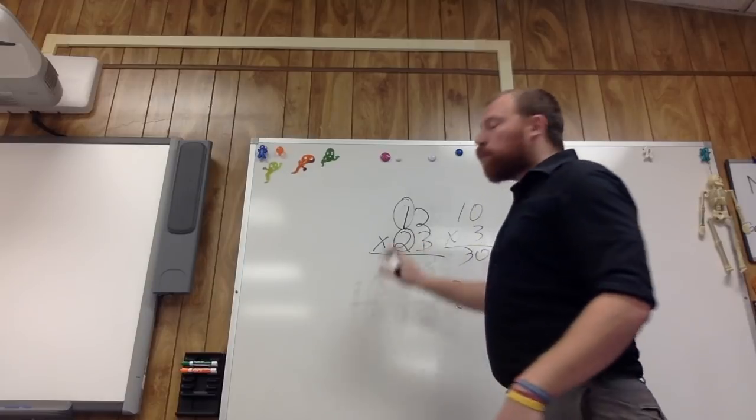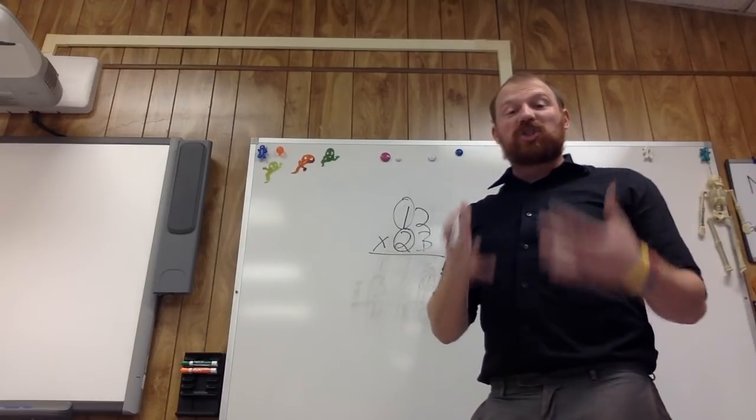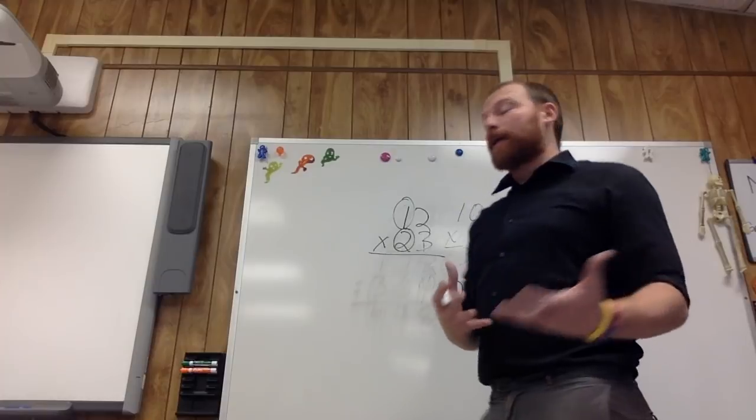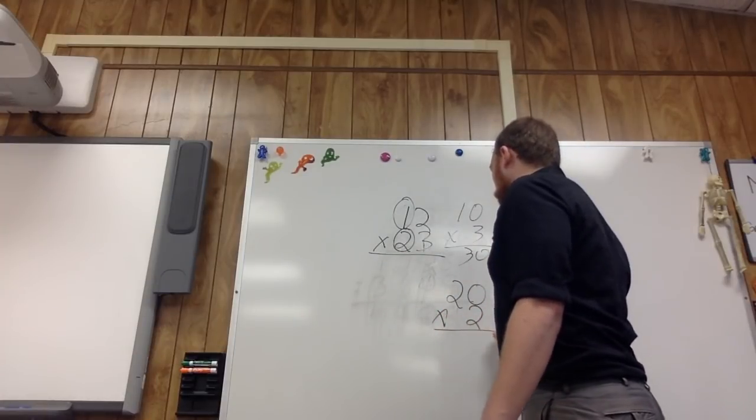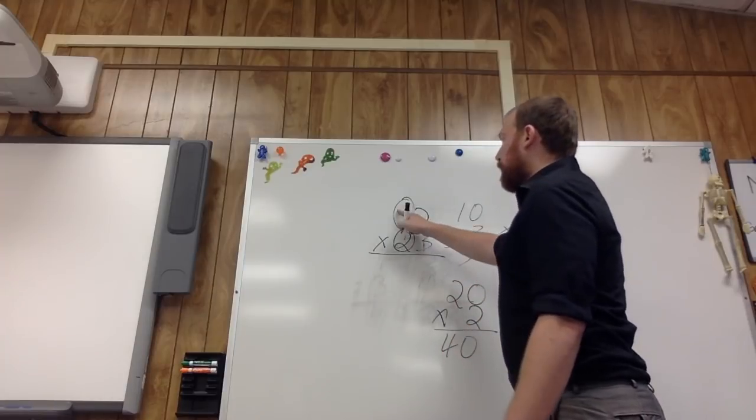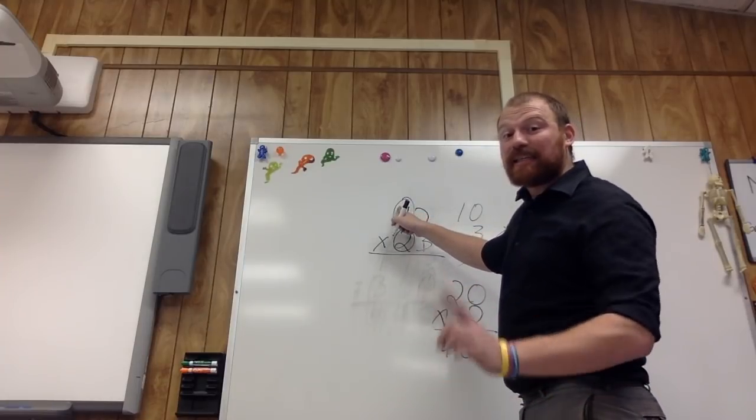So do 20. It's worth 20 because it's in the tens place, and it's a 2. The value of that 2 would be 20. And then you multiply again, bottom to top. 20 times 2, which will get you 40. And this 1, again, is not a 1. It's in the tens place, so it's worth 10.